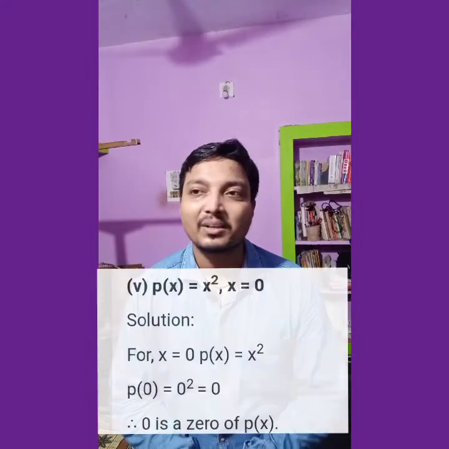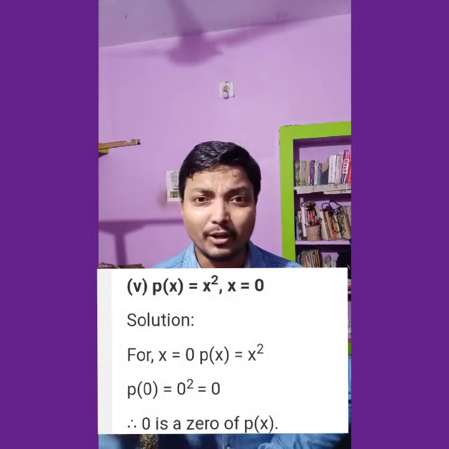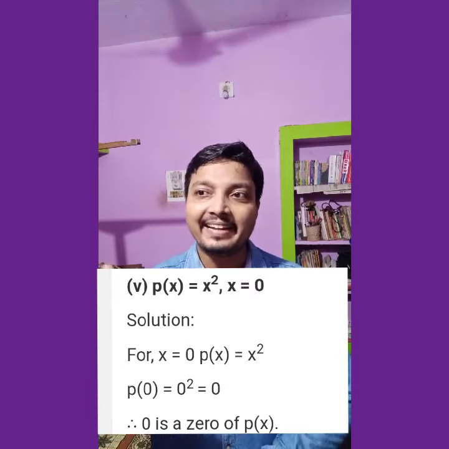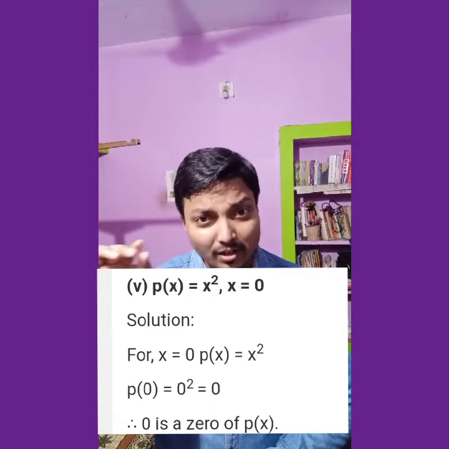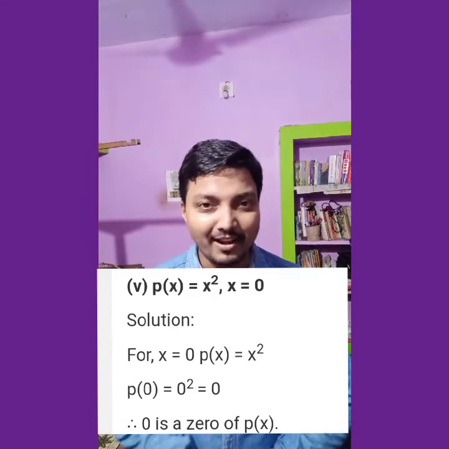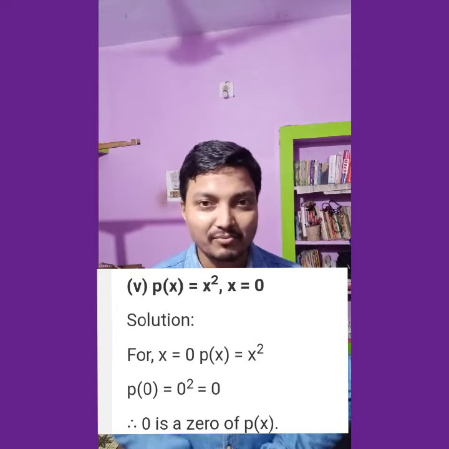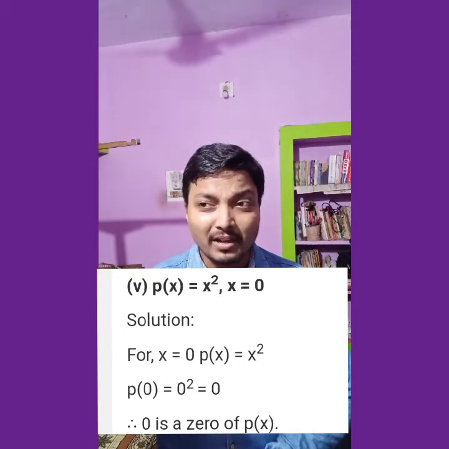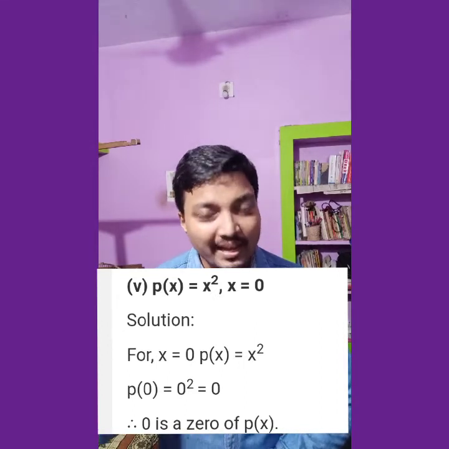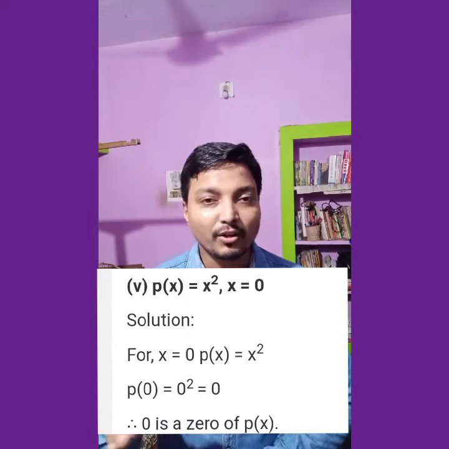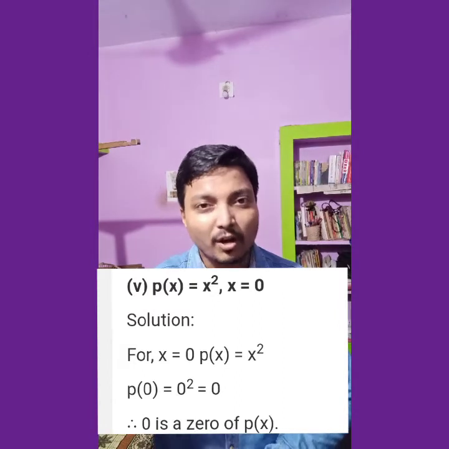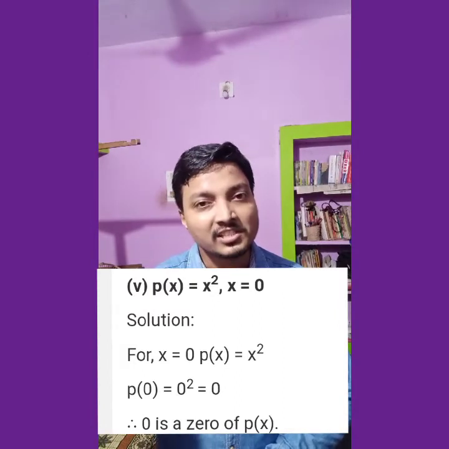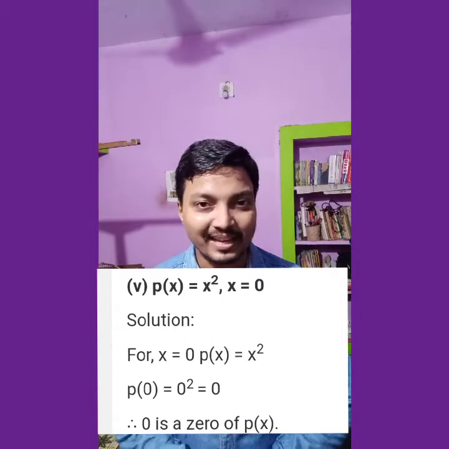Ready? And question number V. In question number V, the polynomial is x square, and it is asked that you check whether 0 is the zero of the polynomial or not. So on putting x equal to 0, our polynomial becomes p of 0 equal to 0 square, which is equal to 0. As the polynomial value we are getting is 0 on putting x equal to 0, 0 is the zero of the polynomial x square.